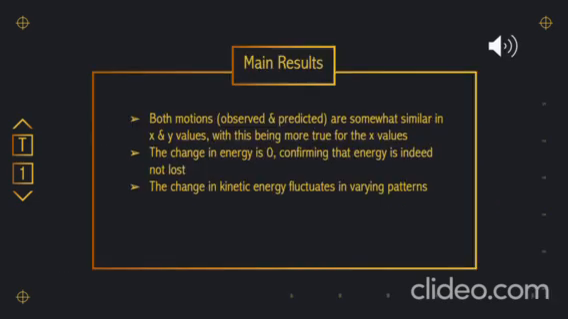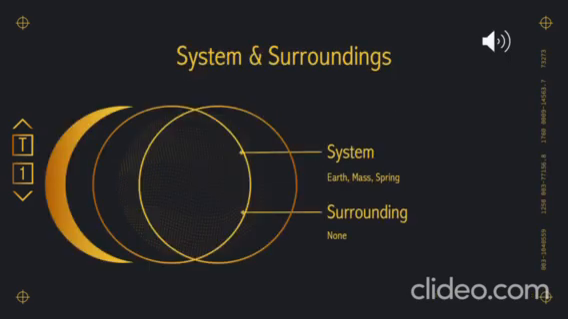We were able to ultimately observe in this lab that both motions, predicted and observed, were somewhat similar in the x and y values, with this being more true for the x values. The change in energy is zero, confirming that energy is indeed not lost, and the change in kinetic energy fluctuated in varying patterns. The system present consisted of the Earth, the mass, and the spring.